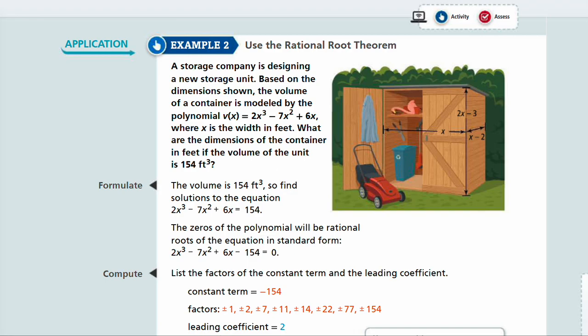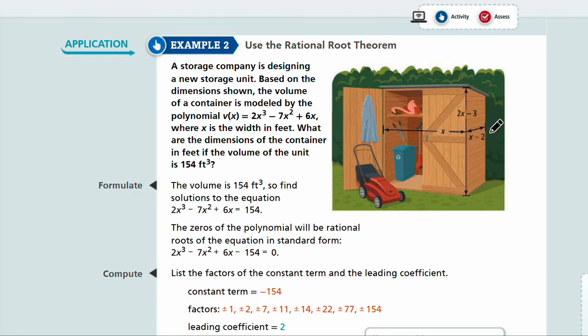Okay, now let's look at example 2. Use the rational root theorem. A storage company is designing a new storage unit. Based on the dimensions shown, the volume of a container is modeled by the polynomial v of x is equal to 2x cubed minus 7x squared plus 6x, where x is the width in feet. What are the dimensions of the container in feet if the volume of the unit is 154 feet cubed?